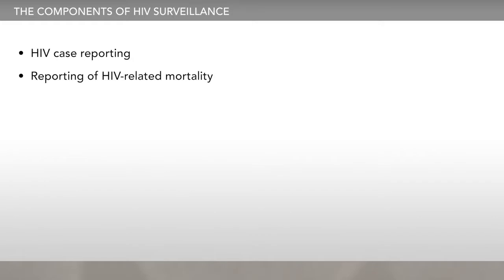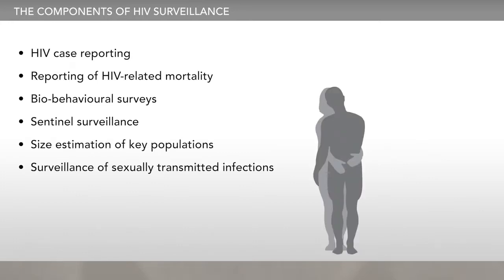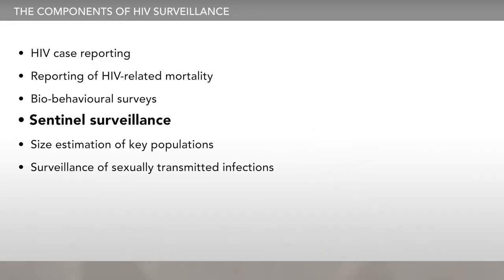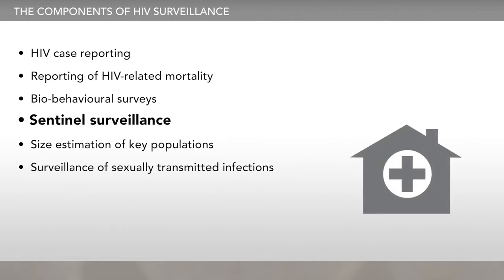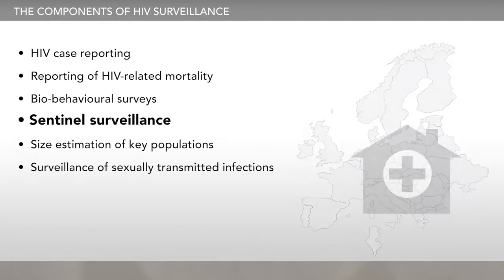The components of HIV surveillance are HIV case reporting, reporting of HIV-related mortality, biobehavioral surveys, sentinel surveillance, size estimation of key populations, and surveillance of sexually transmitted infections. Sentinel surveillance is a type of surveillance activity in which specific facilities such as healthcare centers and hospitals across a geographical region are selected in order to collect HIV surveillance data.